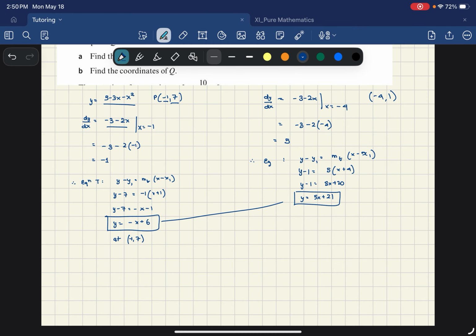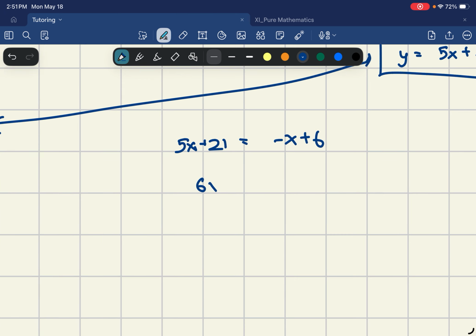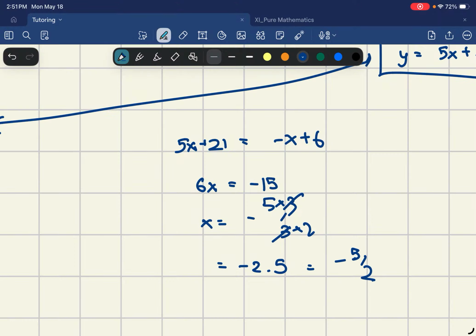I can equate these because we want to find where the tangent lines intersect, right? So 5x plus 21 is going to be minus x plus 6. 6x, if I simplify everything, is going to be negative 15, I believe. And x is going to be negative 15 by 6. So 5 times 3, 3 times 2. So that is going to give me negative 2.5 or negative 5 by 2.